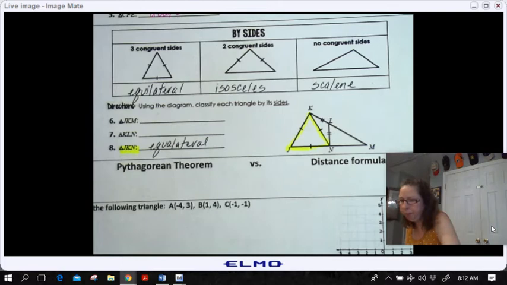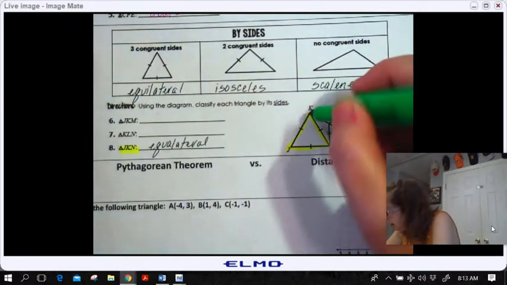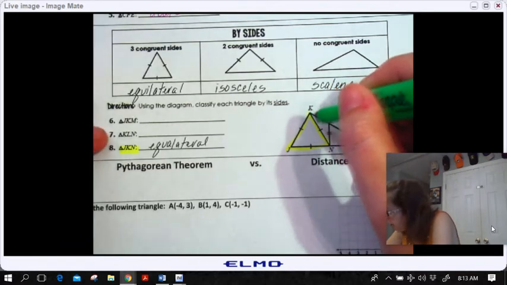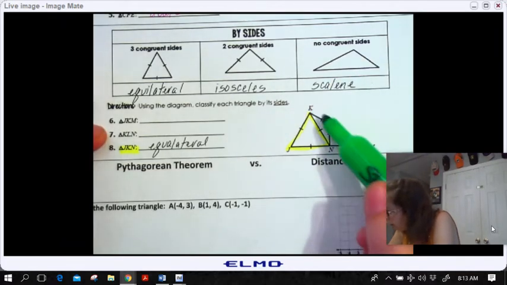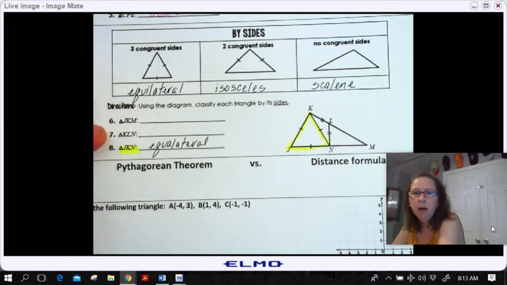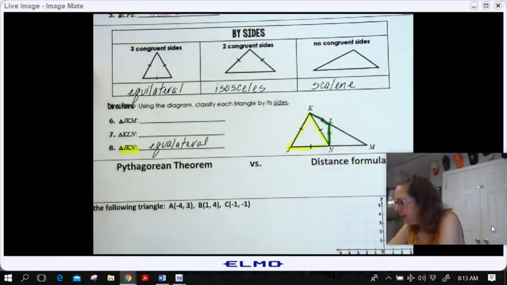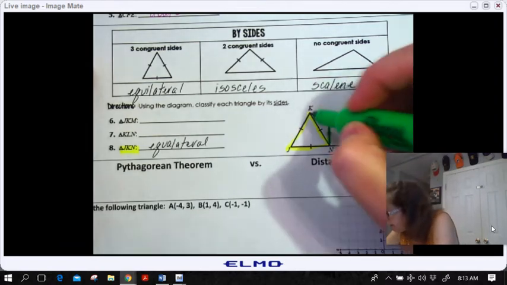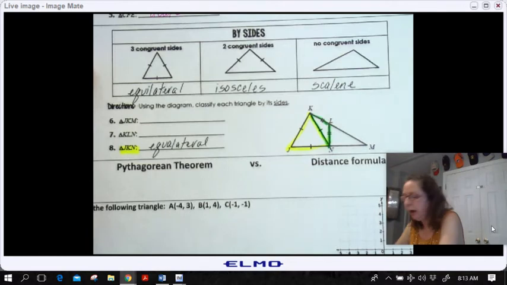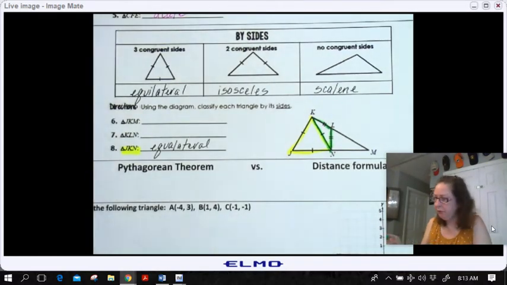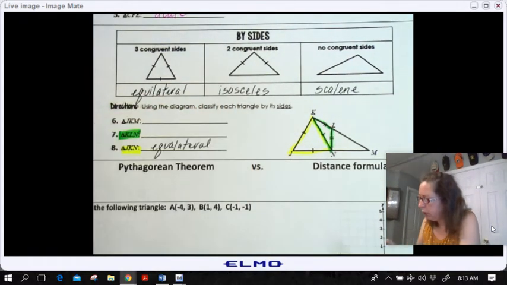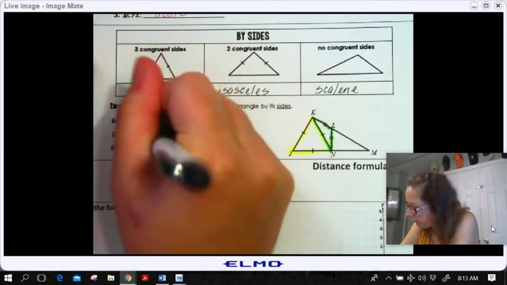Alrighty. The next triangle is KLN. And I want you to notice that it's got 2 tallies here on this side and this side. Those double tallies mean that those 2 are the same, and then this bottom edge only has 1 tally, so it is a different measure. So this one is isosceles.